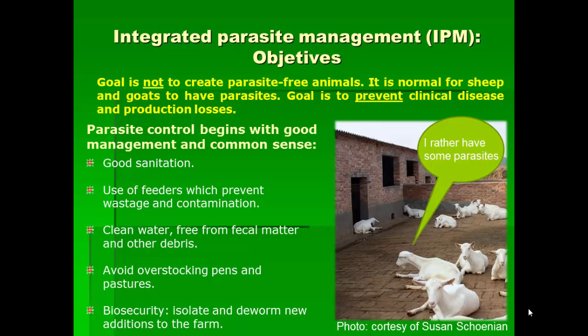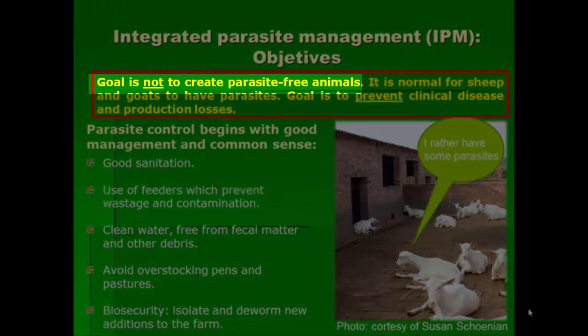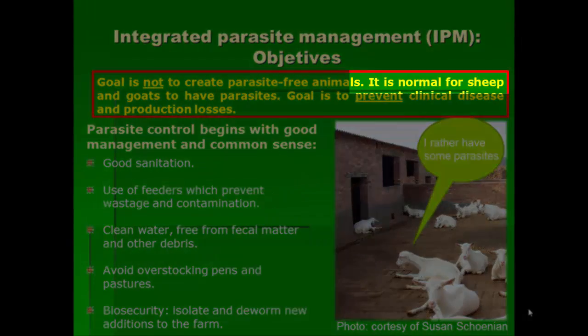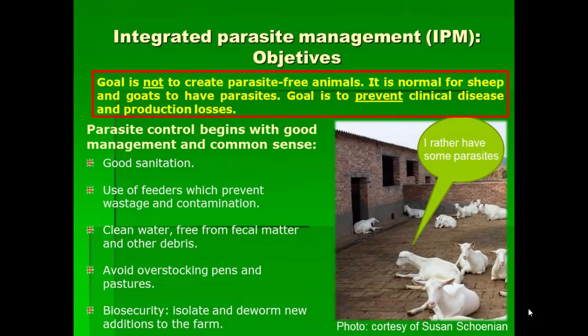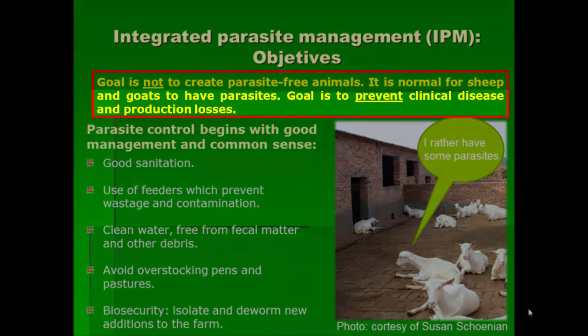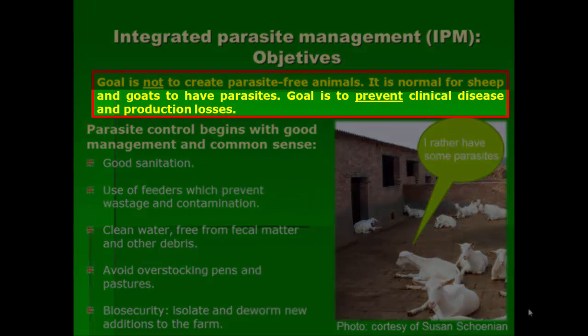So starting by the objectives of an integrated parasite management, we need to realize that parasites have all along been present in animals, and even though I may not be able to justify their existence, they may have a role to play that we're not aware of and don't recognize. We know that a few ticks on a cow act as a vaccine for Anaplasma and Babesia. So at least in our part of the world, in the tropics, it may not be a very good idea to have a cow completely clean from ticks. So really the goal should not be to create a parasite-free animal. It's normal for sheep and goats to have a few parasites, just as it is for a cow to have a few ticks. And the goal of an integrated parasite management should be to prevent clinical disease and production losses.